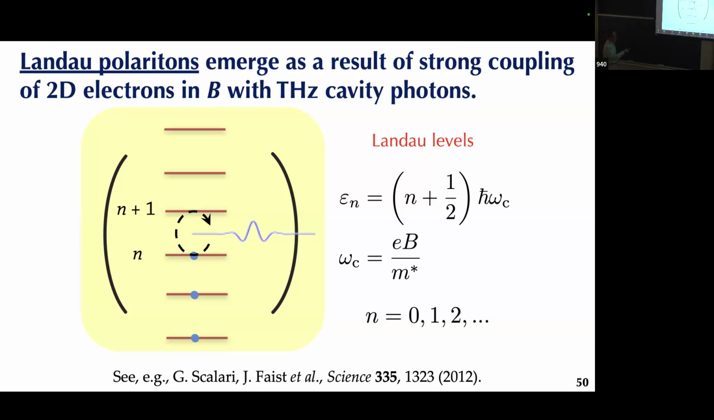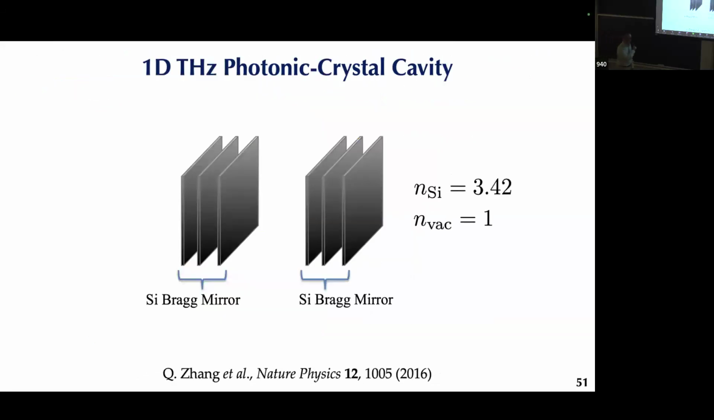The frequency between the nth and n plus one level is given by omega c, the cyclotron frequency, which is proportional to B. So just by changing the magnetic field, we can change the matter resonance frequency. In terms of the cavity, we're using a one-dimensional photonic crystal cavity consisting of silicon and vacuum, repeated. The photonic crystal means that you have a periodic structure, but then you introduce a defect. You remove the central layer, which produces a defect level within the photonic crystal that acts as a cavity resonance.